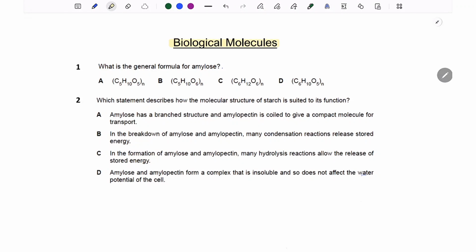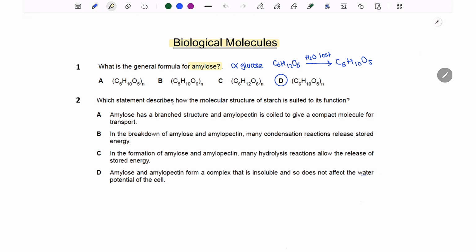What is the general formula for amylose? Amylose, the monomer for it is alpha glucose. The chemical formula would be C6H12O6, but remember it is joined together to form glycosidic bonds by condensation reaction, and in condensation reaction a water molecule is lost, so you would have C6H10O5. So even if you don't know, you can figure it out like this, and our answer is D.